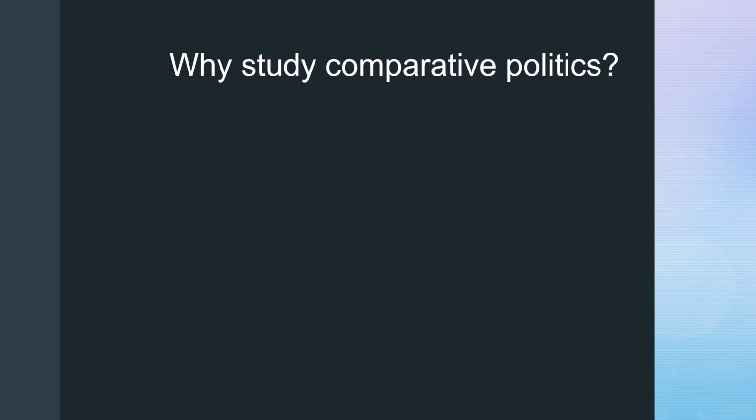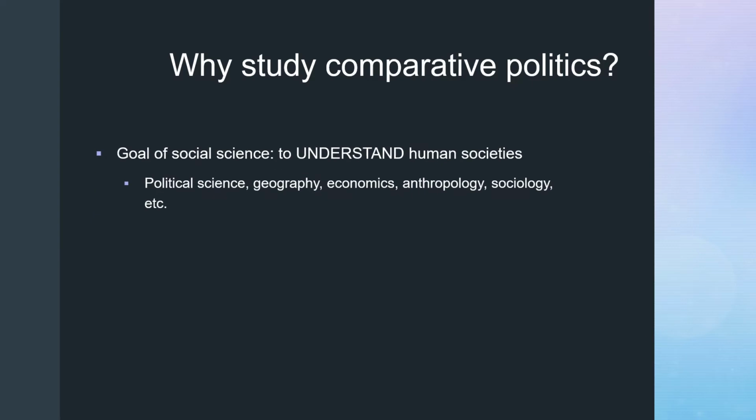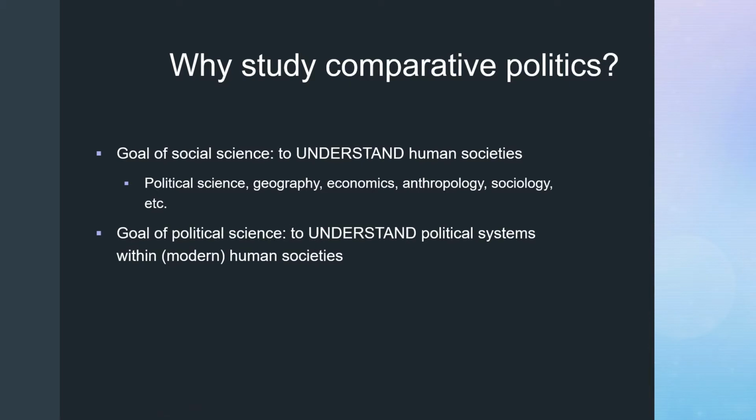First, let's start with a broad why question. Why do people want to study government and politics anyway? Since political science is part of the social sciences, let's start by looking at their goal. So the goal of all social science is to understand human societies. Social science describes disciplines like political science, geography, economics, anthropology, sociology, all of which have that common goal to understand how people live together in societies.